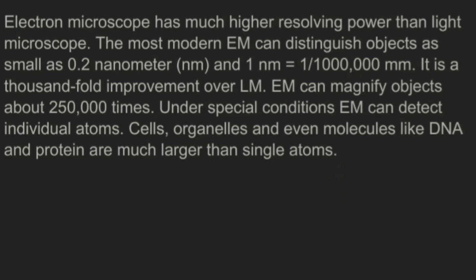Under special conditions, electron microscope can detect individual atoms, cells, organelles, and even molecules like DNA and protein, which are much larger than single atoms. Types of electron microscope. There are two types of electron microscope that scientists use, which are transmission electron microscope TEM and scanning electron microscope SEM.